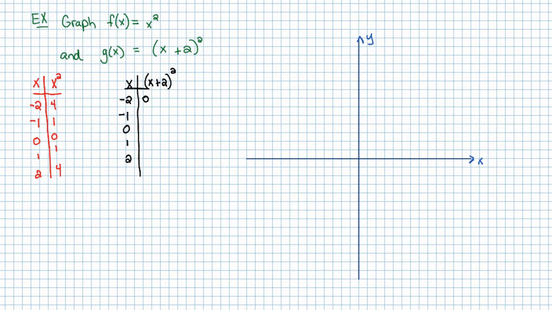Well, let's see what happens when you plug in -1. Plus 2 is 1, squaring is 1. Plug in 0, plus 2 is 2, squaring is 4. Plug in 1, plus 2 is 3, squaring is 9. And plug in 2, plus 2 is 4, squaring that is 16.